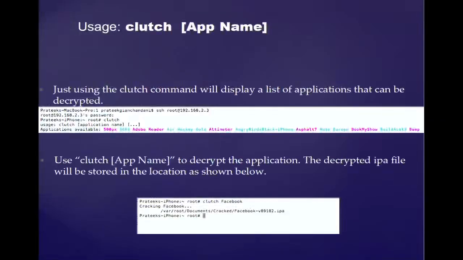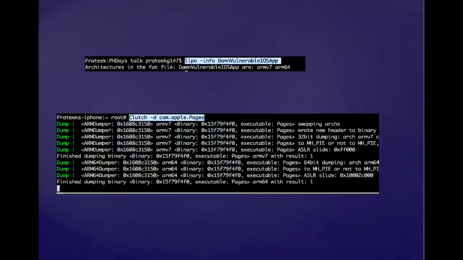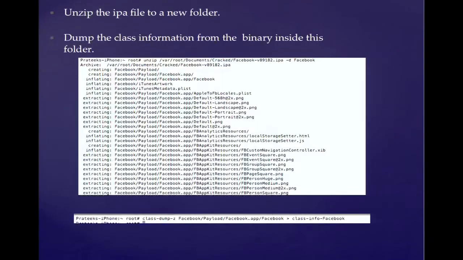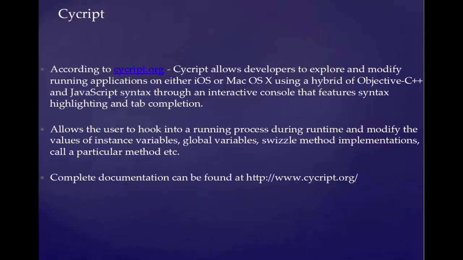And this is the usage for Clutch that we just saw. You can just give the app ID and it will decrypt the application. Again, this is just showing how you decrypt an application, copy it to your device, and then use class-dump-z.